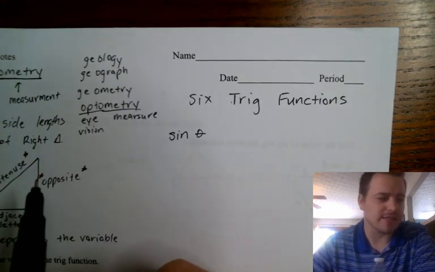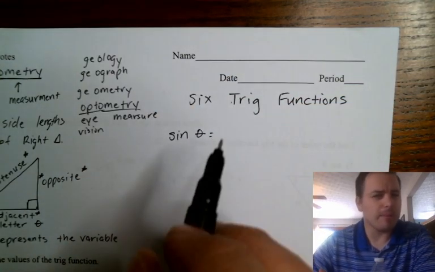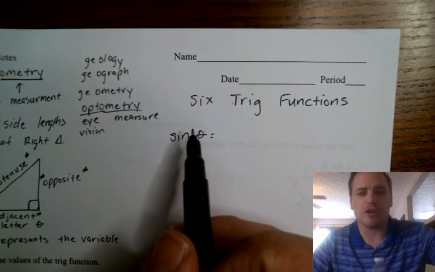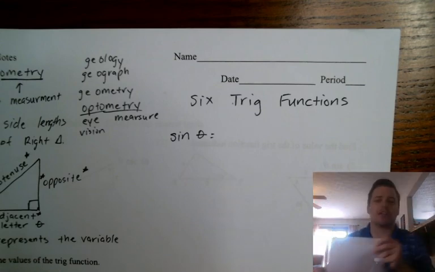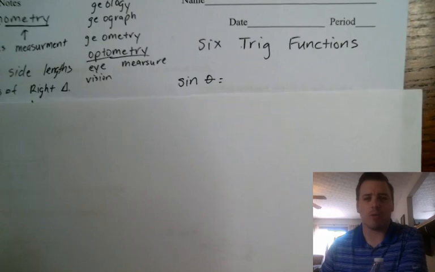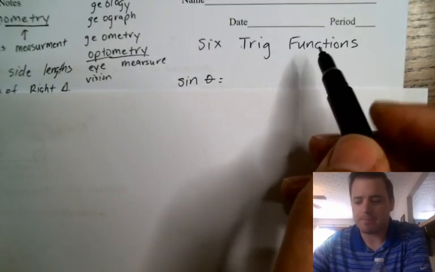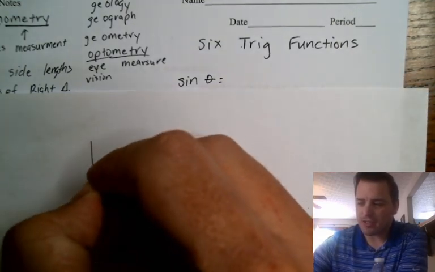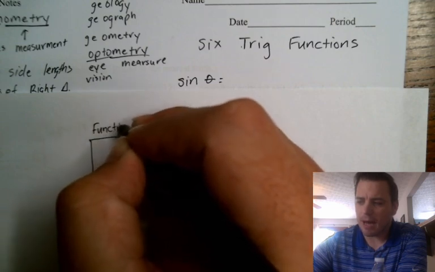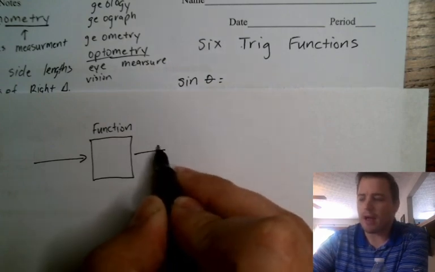What you need to know is that sine theta is equal to, but before I tell you what it's equal to, I need you to understand that people start getting trippy with sine and say, man, I just don't understand sine. Where in the world is sine coming from? Keep in mind, sine is just a function, and a function is kind of like a box. You put a number in, you get a number out.